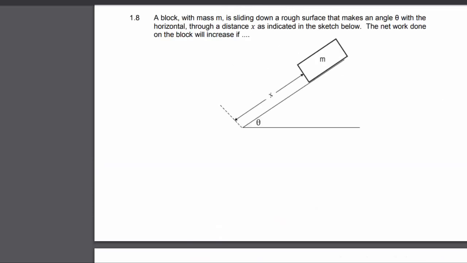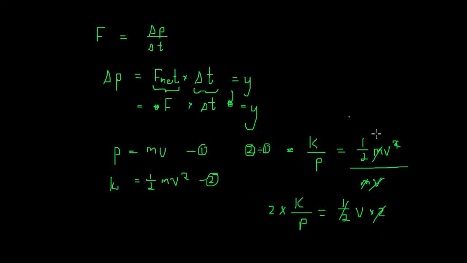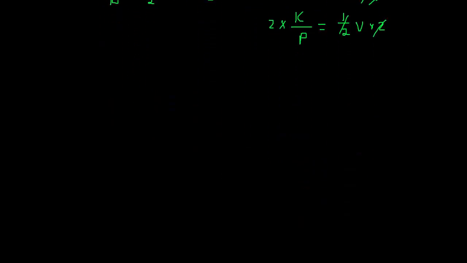So let's quickly look at the net work done on this block. This block is sliding down. What are all the elements that do work on this block? It can be applied work, plus or minus work done by gravity, minus work done by friction. This is the general formula. Now, is there work being applied? No, there are no forces acting on it other than it just sliding down.